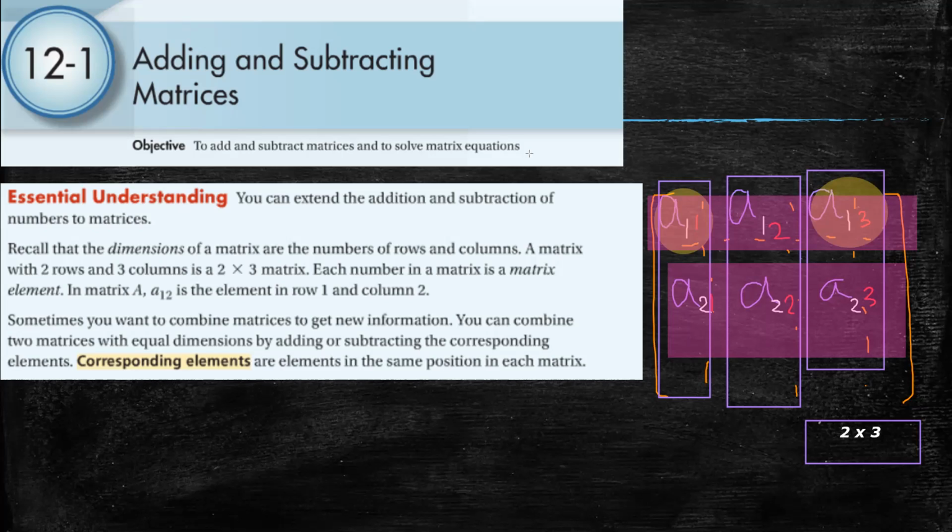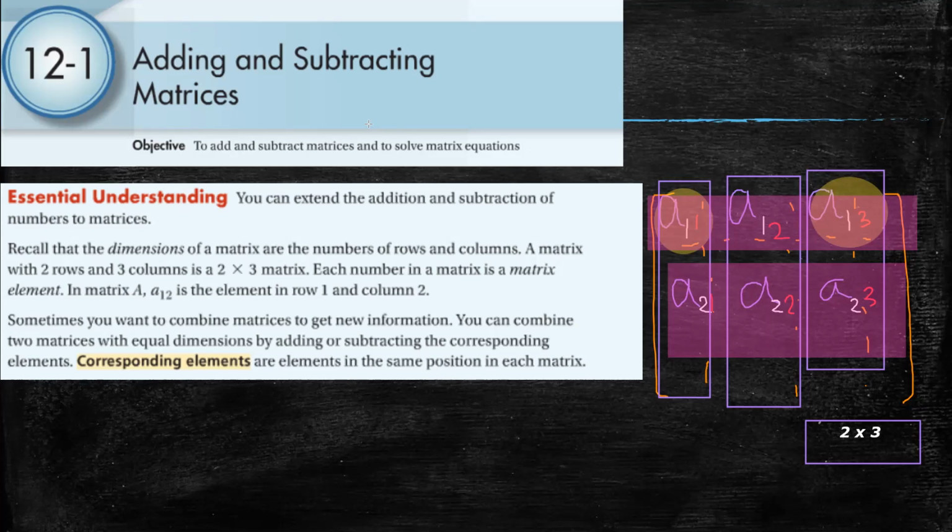Now, the matrices are like numbers. They can be added, subtracted, divided, multiplied, and so on. If you want to add any 2 matrices, you have to add each corresponding element. What does it mean? That means the element in the first row, in the first column, should be added with the element in the other matrix that has the same position. A sub 1 1 with B sub 1 1. A sub 3 1 with B sub 3 1.